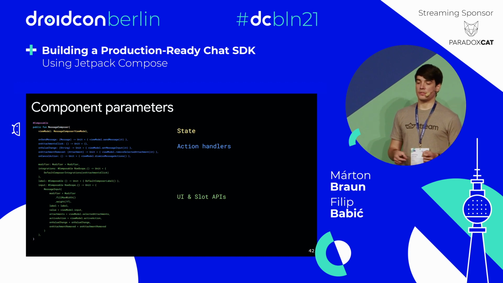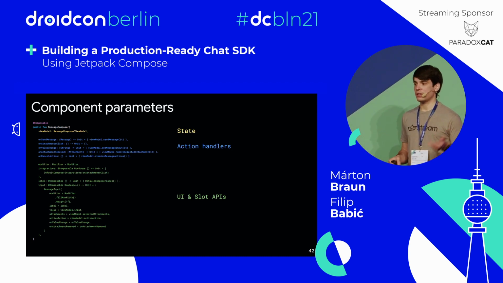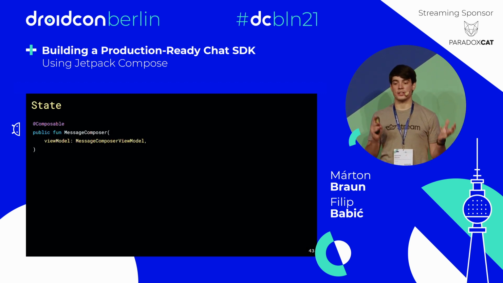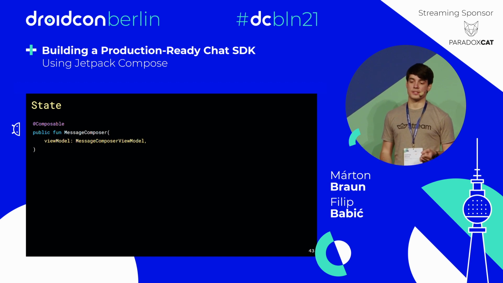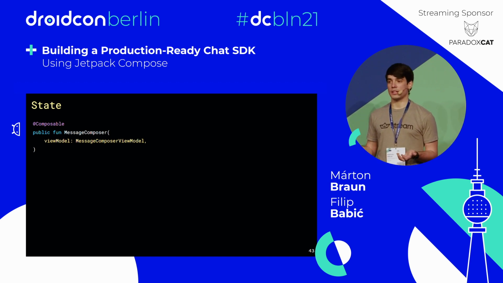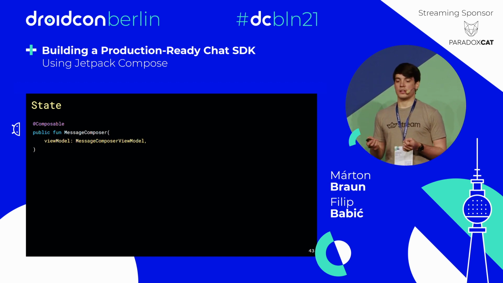Here's an example of us providing these different kinds of customizations in our message composer. As you can see, we can break up the different parameters into three groups: state, action handlers, and finally UI customization and slot APIs. First up, for state, we're expecting a view model here. This is the bound version of our message composer.